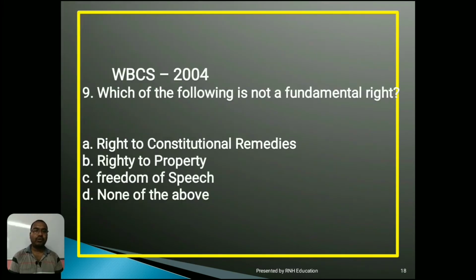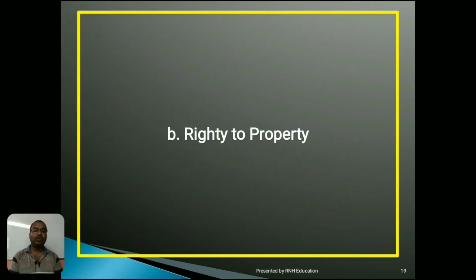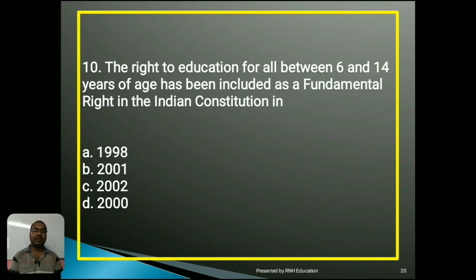And the next question, question number 9, and from here it was asked in WBCS 2004. Which of the following is not a fundamental right? Options are A, right to constitutional remedies, option B, right to property. There is a typing error, it should be right. Option C, freedom of speech, and option D, none of the above. Going to the answer. The answer is option B, that is right to property. Sorry for the typing error.